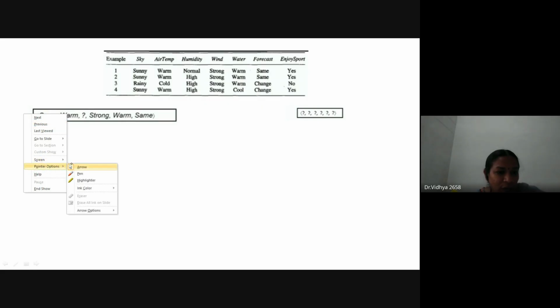Okay, so here you can see how we arrived at this question mark while calculating S2. Are you able to understand the reason behind this question mark here? How did we arrive at this question mark here?